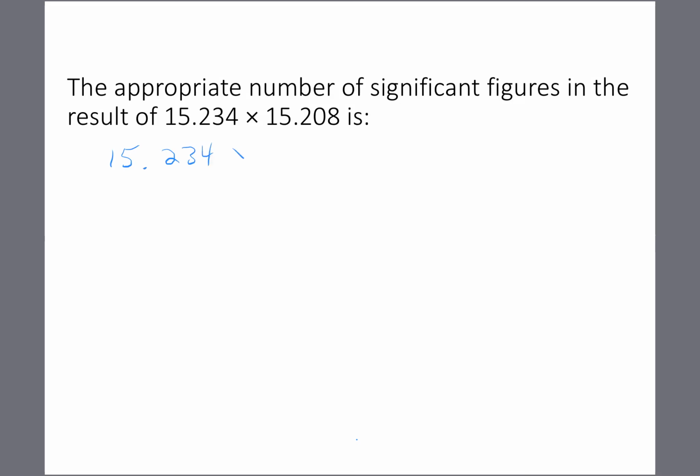15.234, and I'm going to multiply that by 15.208. And I'm going to record what my calculator gives me, okay? So I do that calculation, and my calculator spits out the following number. It's 231.678,672. Now, I'm not saying that that's the right answer. That's not how you should report it, but that's what my calculator gives me. And now I have this problem, right? I've got to figure out how many sig figs I need to keep.